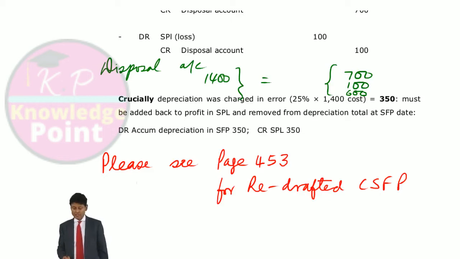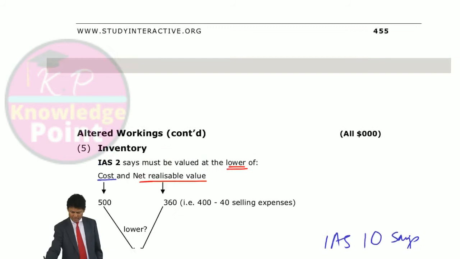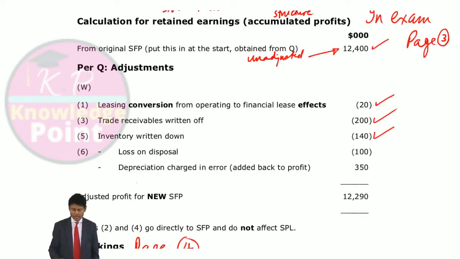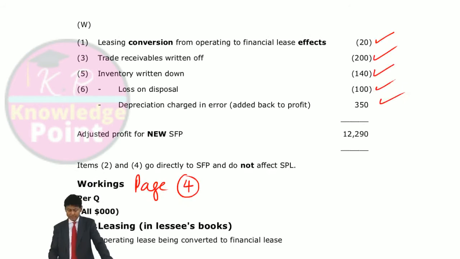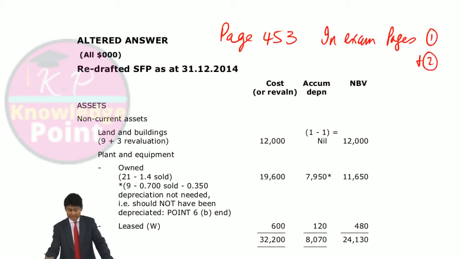So let's go have a look at our P&L to see where all this sits. I was only going to make a start on the question. I want you to finish it for homework, but we've done virtually everything, but you will still benefit from doing a little bit more on it. So here we are, back to our page 3. The loss on disposal in brackets, the depreciation charge in error, added back to profit, of course, and therefore the adjusted profit from 12,400 becomes 12,220. And that 12,220 is then slotted into the big SFP, as you can see here, the redrafted. So this is for homework, obviously.